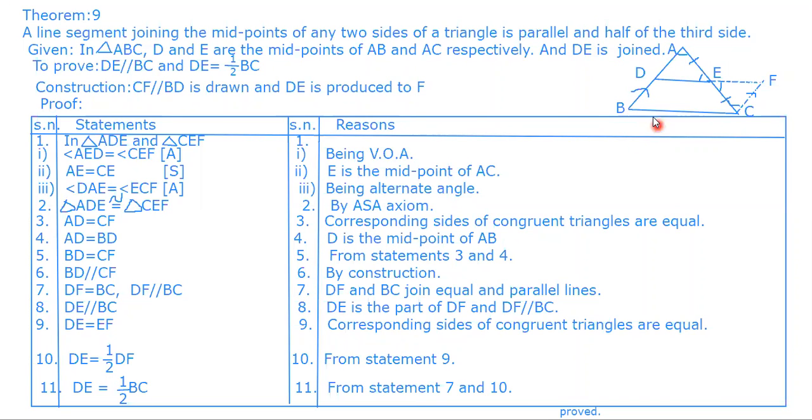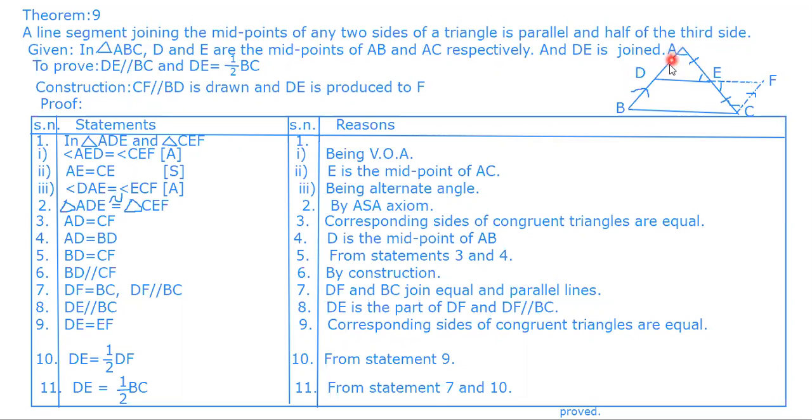Here triangle ABC is given. D is the midpoint of AB. E is the midpoint of AC. Now we have to prove DE is parallel to BC and DE is half of BC. The line segment joining the midpoints of two sides of a triangle is parallel to the third side and half of the third side. For that, we construct a line segment CF parallel to BD, and we produce DE up to F.